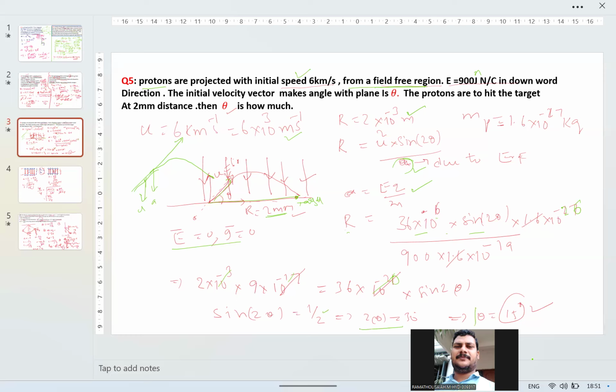2 theta is equal to 30, so theta is equal to 15 degrees here. This is the given answer. If we project at that theta, then it will reach the target in this much electric field.